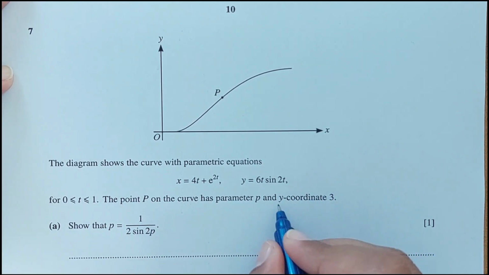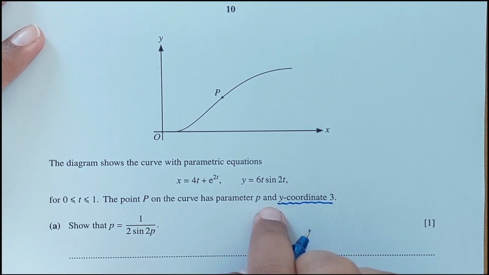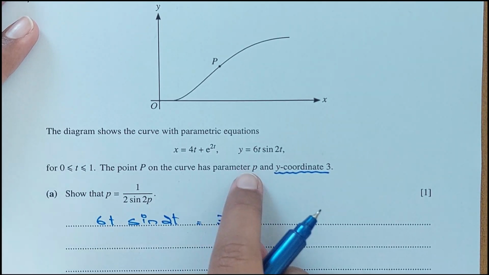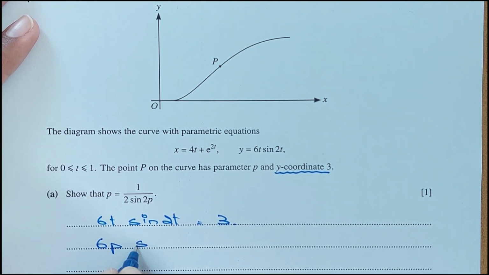Okay, we are given that the y coordinate is 3. So equating y with 3, we use 6t sine 2t equals 3. The parameter is p, so instead of t we have p. We have to solve for p. So 6p sine 2p equals 3. 3 times 1 is 3, 3 times 2 is 6. So what is p? P equals 1 over 2 sine 2p.